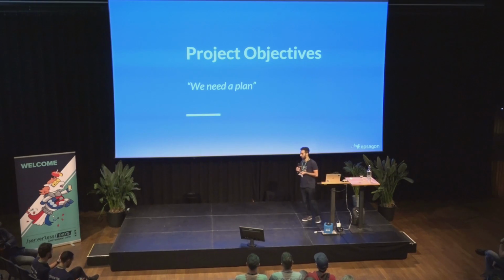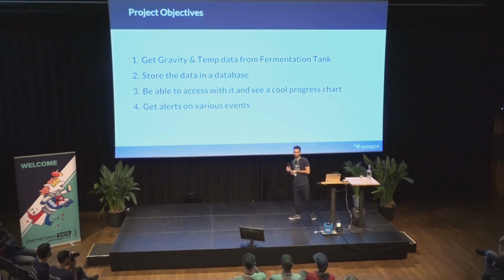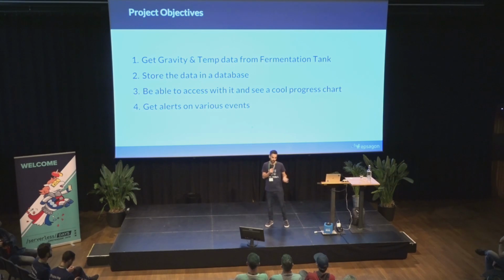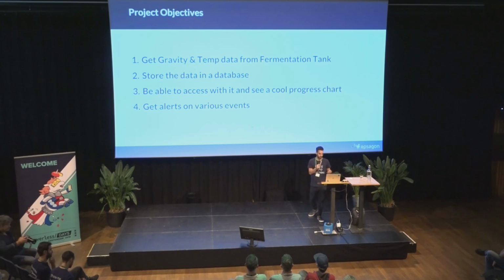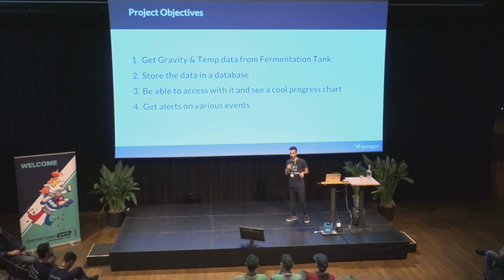So let's start thinking about what exactly we want to have in our project. This is the part where we are all building a project together. I hope that you're ready. So we want to be able to get the gravity and temperature data from the fermentation tank. We want to store that data in a database. We want to be able to access it. We want to see the fermentation process as it happens and maybe generate cool charts. And we also want to be alerted if something bad happens.